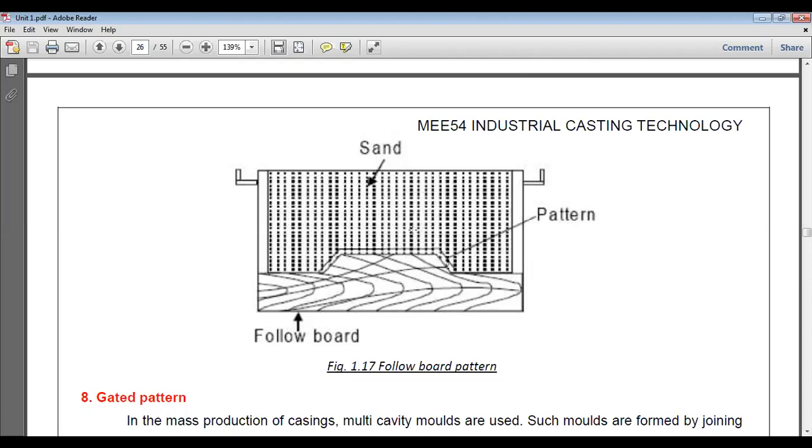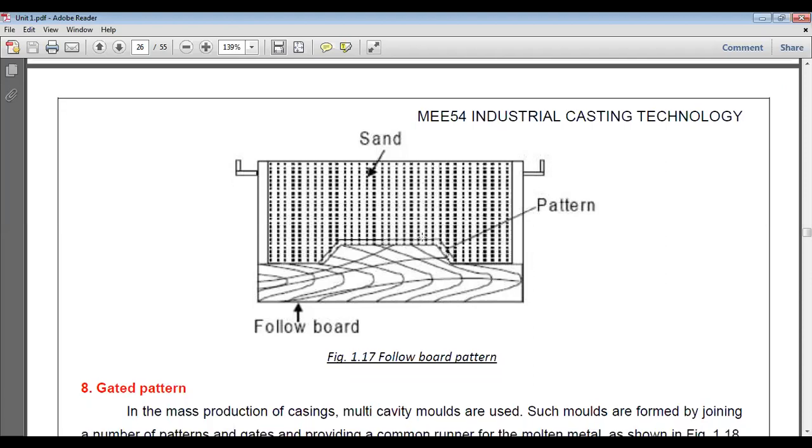So follow board pattern is a pattern that has a complicated and fragile shape, so that this fragile shape can distort and collapse when the molding sand is filled in the molding flask. So in order to provide strength, another extra board is provided to this pattern, and this is called follow board pattern. Now gated patterns are there.